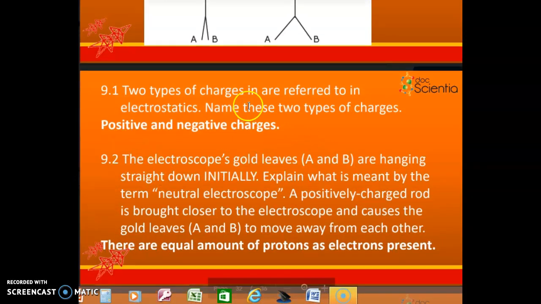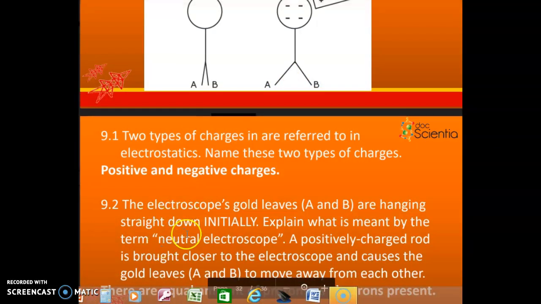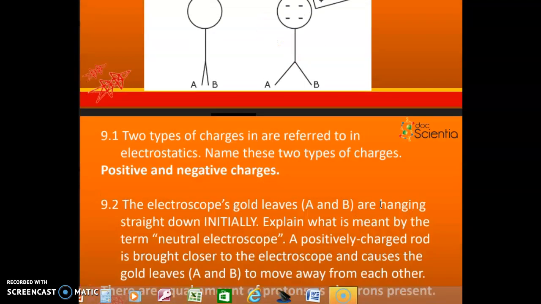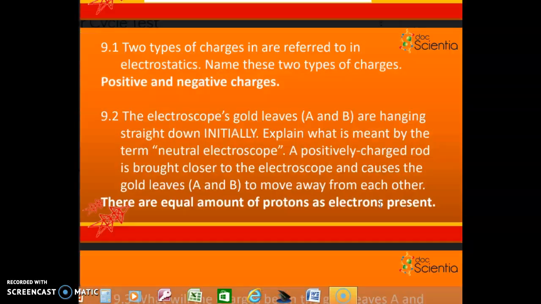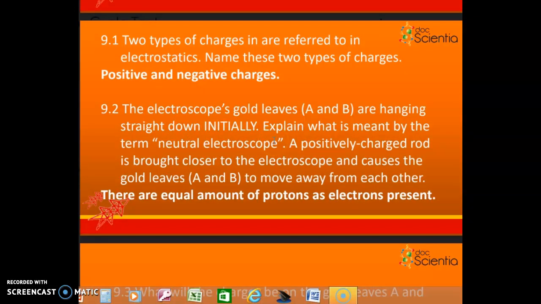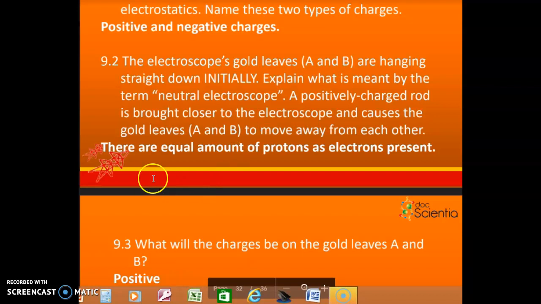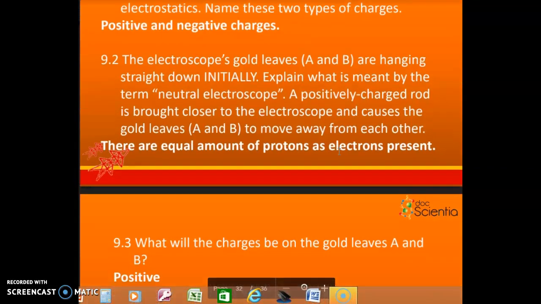Number 9.2. Electroscope's gold leaves, A and B, are hanging straight down initially. Explain what is meant by the term neutral electroscope. A positively charged rod is brought closer to the electroscope and causes the gold leaves, A and B, to move away from each other. So explain the neutral electroscope first. So neutral means there are the same amount of protons as electrons.